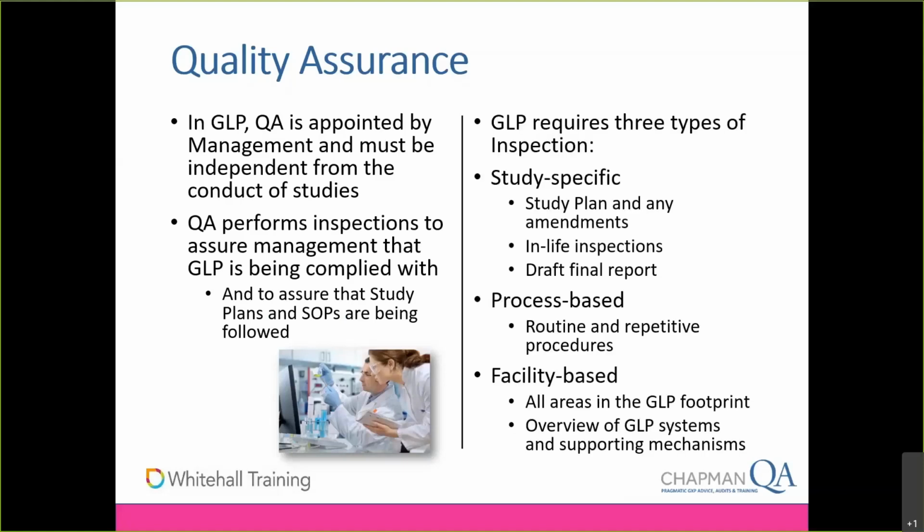The GLPs require QA to do 3 types of inspections. So study-specific inspections, that involves reviewing the plan before the study commences, and also turning up in real time in the laboratory or wherever processes are being conducted in the facility, to really first-hand observe the conduct of procedures that are relevant to a particular study. At the end of the study, QA also has to audit the draft report to make sure it's complete, honest, accurate, the truth, the whole truth, and nothing but the truth.